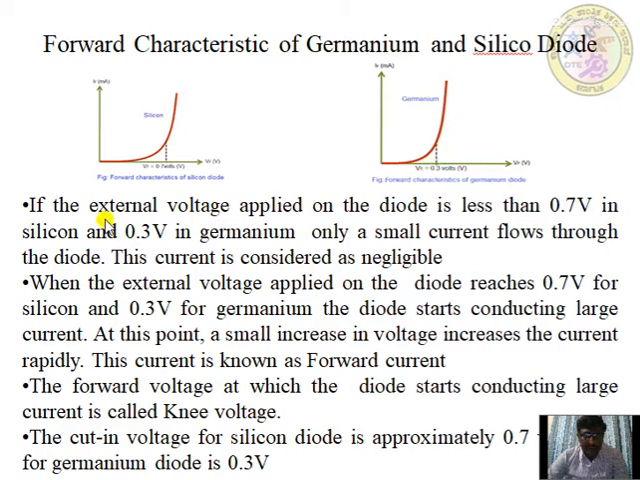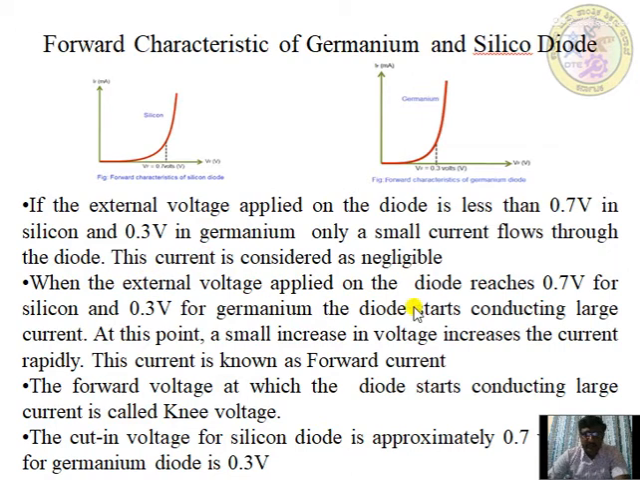Okay, if the external voltage applied on the diode is less than 0.7 volts in silicon and 0.3 volts in germanium, only a small current flows through the diode. This current is considered negligible. It means if the external voltage applied is less than 0.7, only a small current will flow. So at this point we will just be considering it, and the remaining bits are neglected.